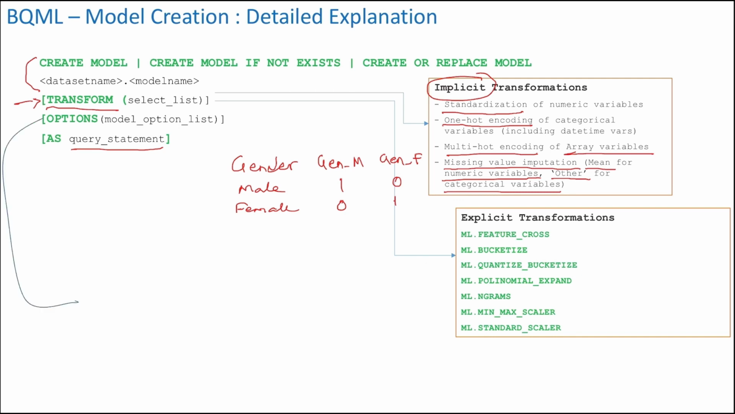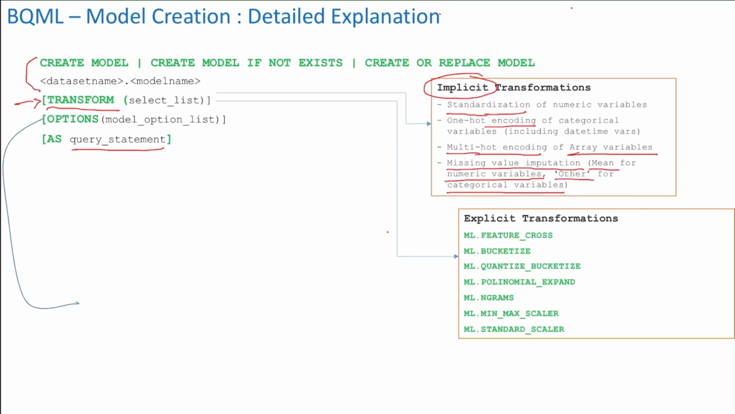The third important part is the options, right? There are a variety of options that you can specify depending on what type of model you're trying to create. So to start with, let's look at a simple set of options that you need to use when you're creating a regression or a classification model.